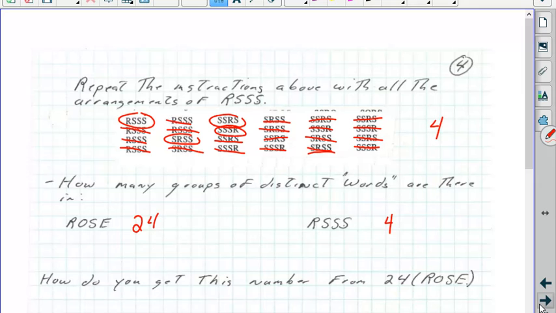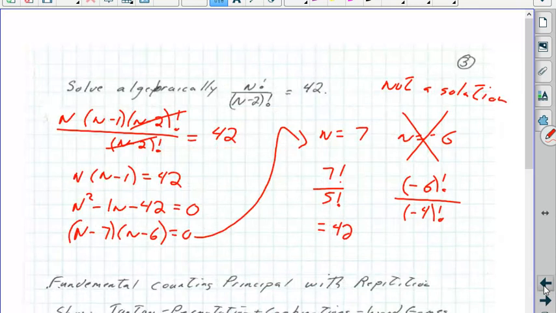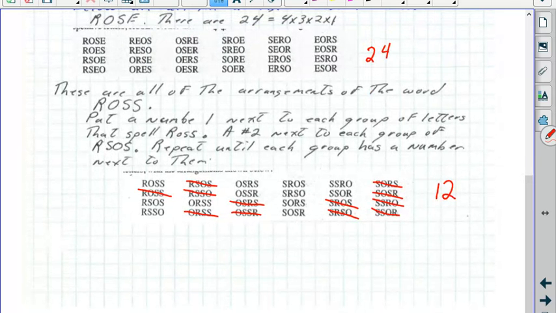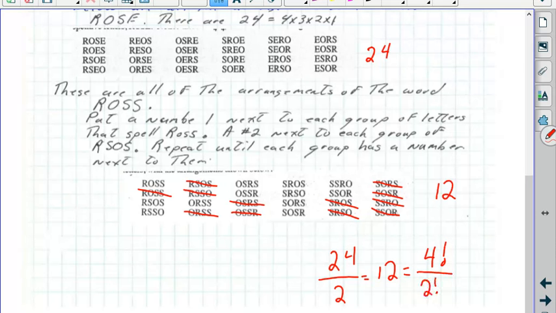Now, going back for a minute. What do I have to do to 24 to get to 12? 24 divided by 2 is 12. Now, if I think about this in factorial notation, 24 is my 4 factorial. 2 is written as 2 factorial.